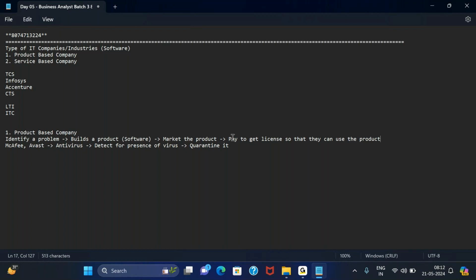Now, this is generally what happens in a product based company. When we look at a service based company, we will have a comparison point by point. In a service based company, I don't look for a problem. I don't try to build a product on my own. What I try to do is identify clients who have a problem.